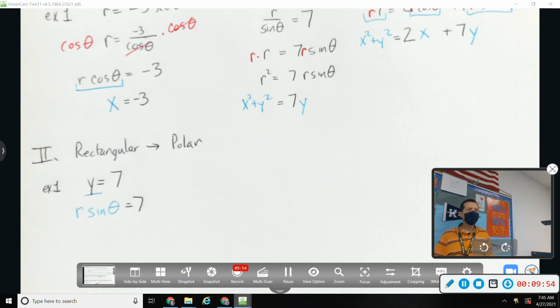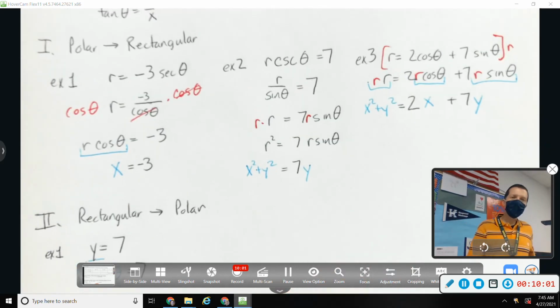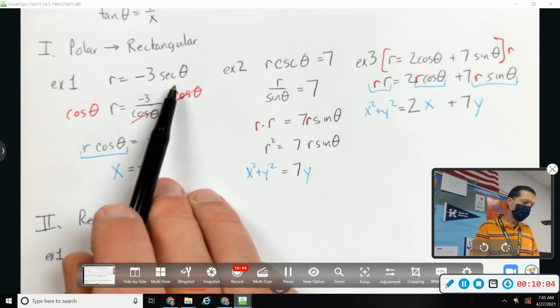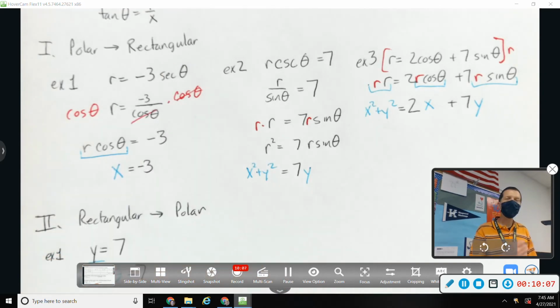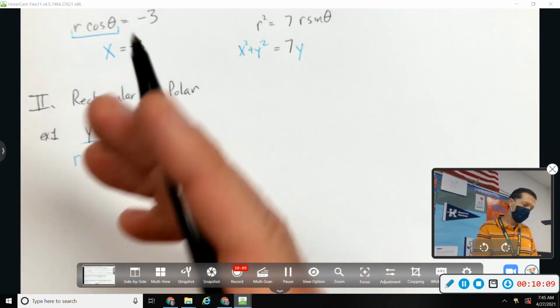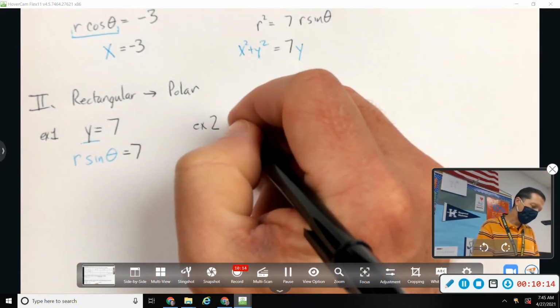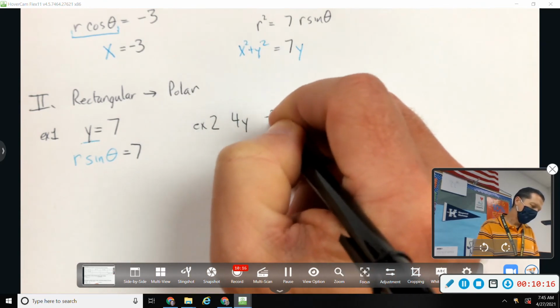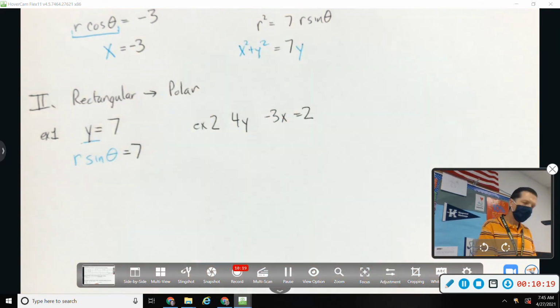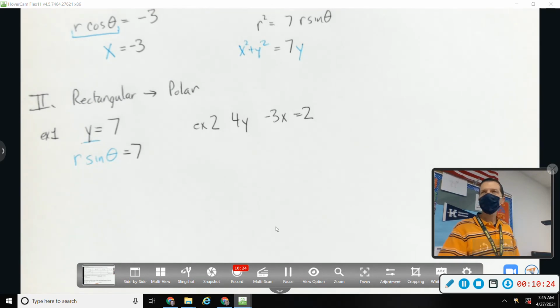These are a little bit easier because there's direct substitutions for x and y. x is r cosine theta, y is r sine theta. The other ones weren't really that easy because there isn't a way to just directly substitute for r or for theta. You have to do some algebra tricks on the first part. For this section, it's more straight substitution, less trickery involved. In fact, why don't you try that one? 4y minus 3x equals 2. You know what y is, you know what x is, make the substitutions.